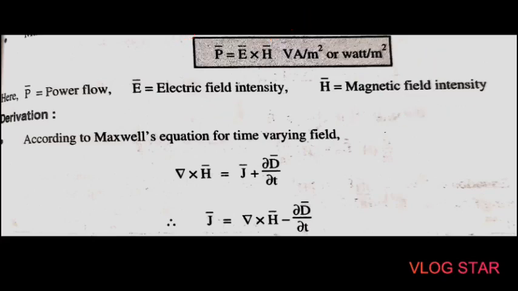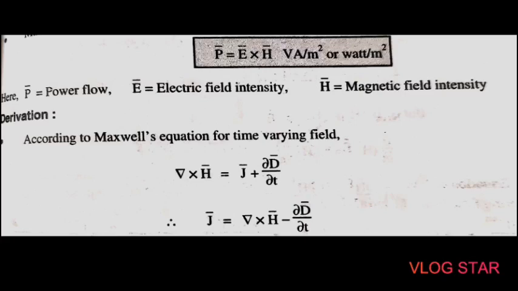Then we know that according to the Maxwell equation for time varying field, del cross H bar is equal to J bar plus dou D bar upon dou T. So using this equation we can calculate the value of J bar, that is J bar is equal to del cross H bar on the left hand side as it is, and the term dou D bar upon dou T gets shifted and becomes minus dou D bar upon dou T. In the next step we have to take the dot product of both the sides.